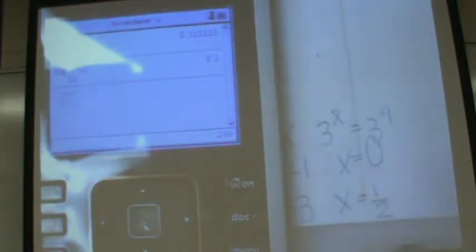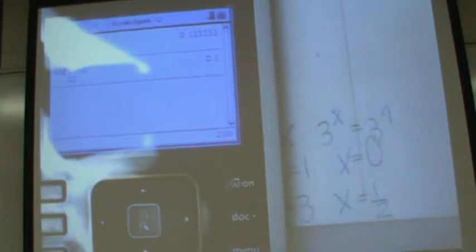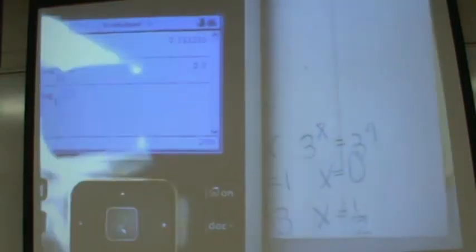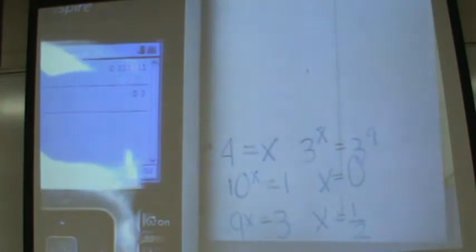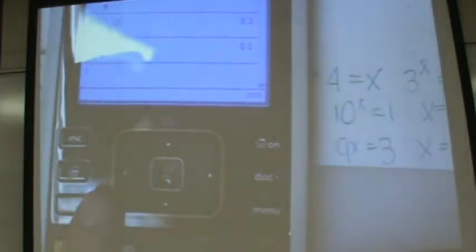So log, nope, that's not it. Log, no, it's not it either. It's control log. What did x equal? You got it? Okay, type in the two numbers, equal? 9 and a 3. What did x equal? What do you get? 0.5. Got it? Okay, flip it over to the back.